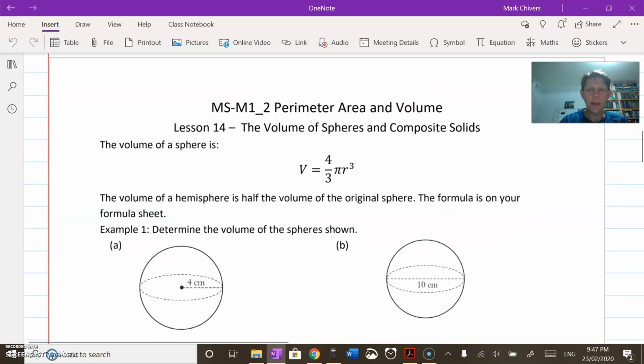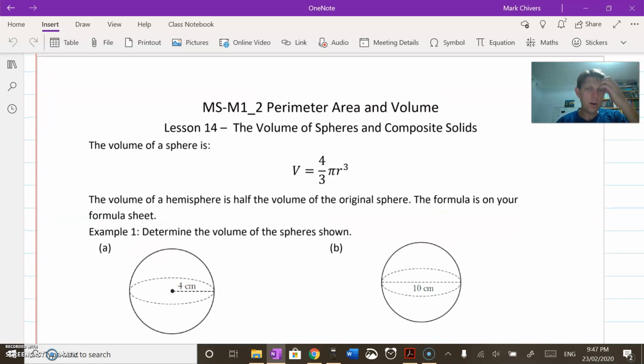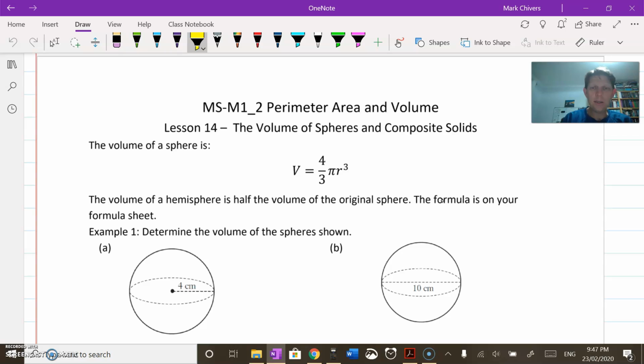Okay, next up in our unit on volume and perimeter and area and all those sorts of things is the volume of spheres, and we'll also have a quick look at composite solids. The formula for a sphere is written just here. It is on the formula sheet.